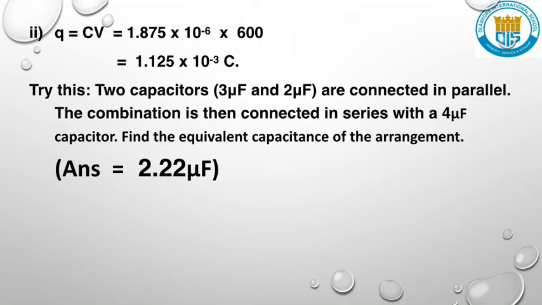Now, you may also try this. 2 capacitors, 3 microfarad and 2 microfarad, are in parallel, which is then connected in series with a 4 microfarad capacitor. That means we have 3 and 2 in parallel, so you must add those ones up first. We now have what you get there in series with 4 microfarad. You now do this the way you treat capacitors in series. Your answer should give you 2.22 microfarad. Please attempt it and see if you can get the correct answer.